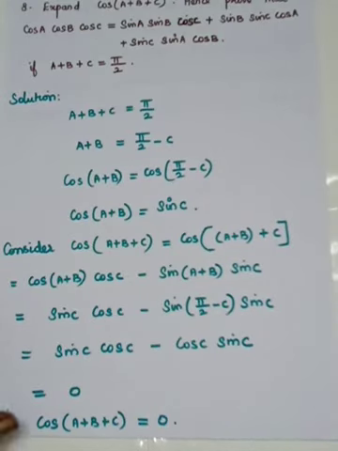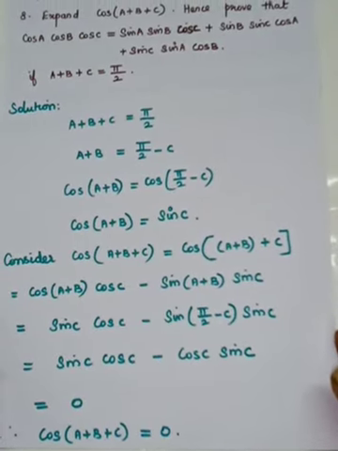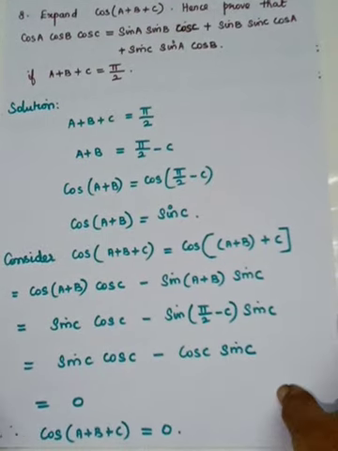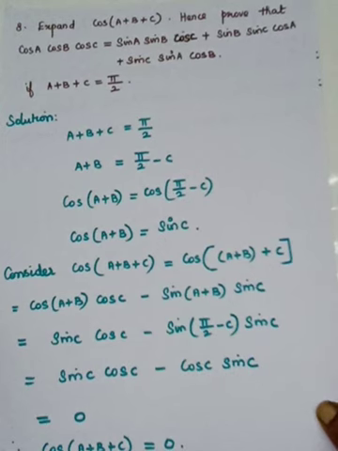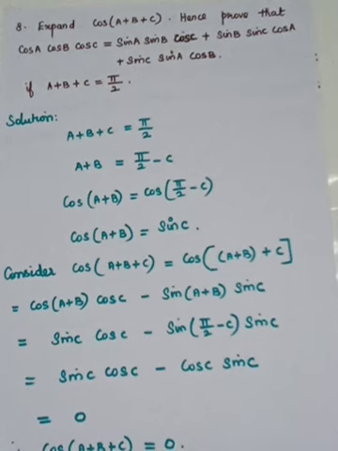Okay, coming to the problem number 8. What is it? Expand cos of A plus B plus C. Hence prove that cos A cos B cos C is equal to sin A sin B cos C plus sin B sin C cos A plus sin C sin A cos B, if A plus B plus C is equal to pi by 2.